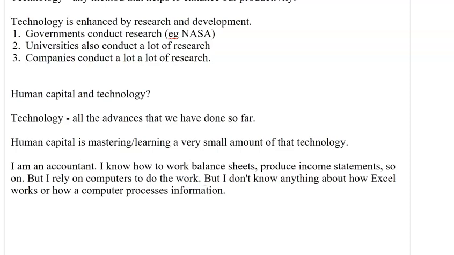I just know that given all that information about a company, all the numbers about a company, I can create balance sheets and income statements. So my human capital is only that, but I'm using all those other technologies in order to do my work. So if I'm an accountant, yes, improvements in computers do help me, even though it's not directly in my field, because I will use that product, which is a computer, to help me enhance my work. So technology is really important.